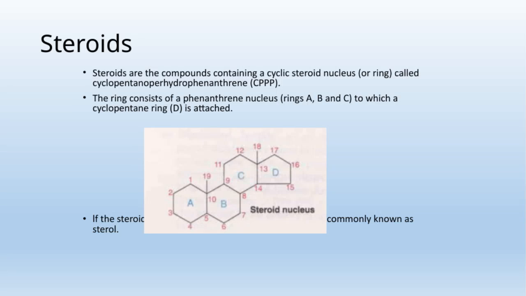Steroids are compounds that contain a specific type of ring structure known as a cyclic steroid nucleus, or what we call cyclopentanoperhydrophenanthrene, often abbreviated as CPPP. Now, this ring system is quite interesting because it consists of a phenanthrene nucleus, which includes rings A, B, and C, and to that, a cyclopentane ring, which we refer to as ring D, is attached.